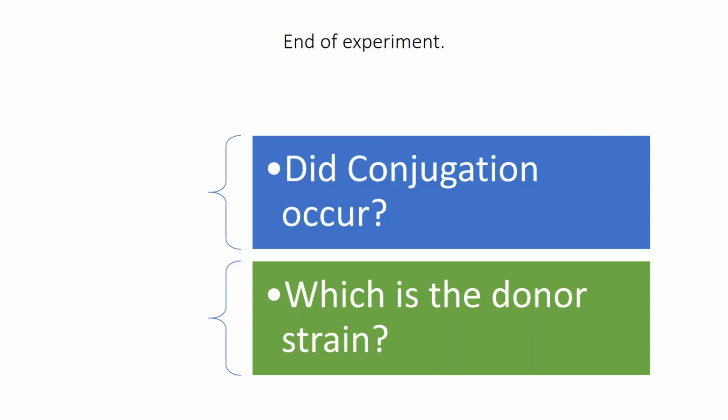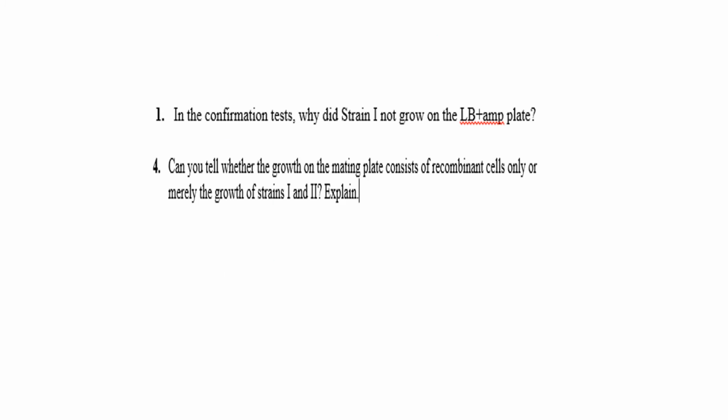At this point, all results would have been collected, and you will therefore be able to answer 2 questions. By now, you should be able to confirm if conjugation occurred, and you should also be able to say which was the donor strain. And finally, there are 7 questions which you need to answer and discuss based on your results. Here are 2 of the questions which you need to answer.